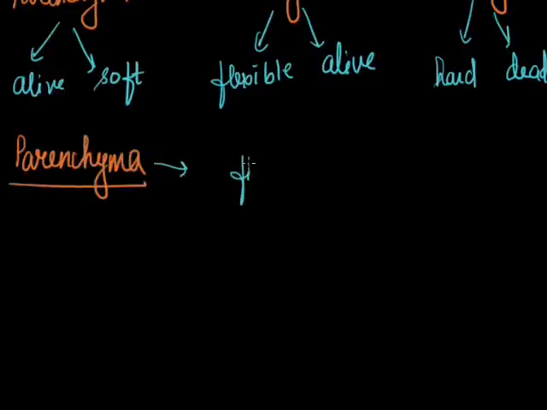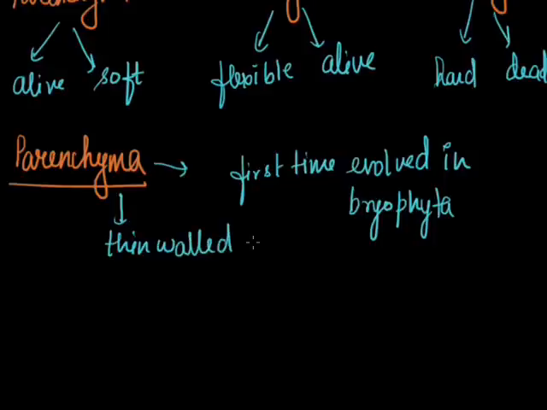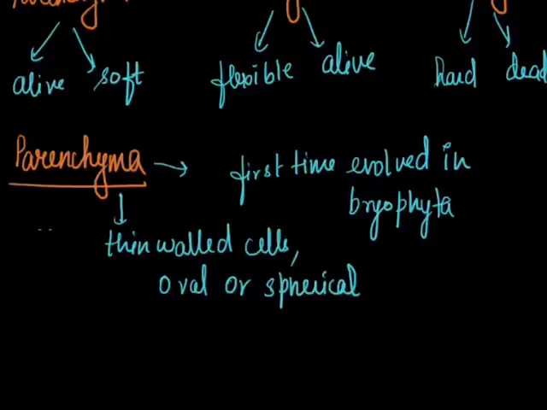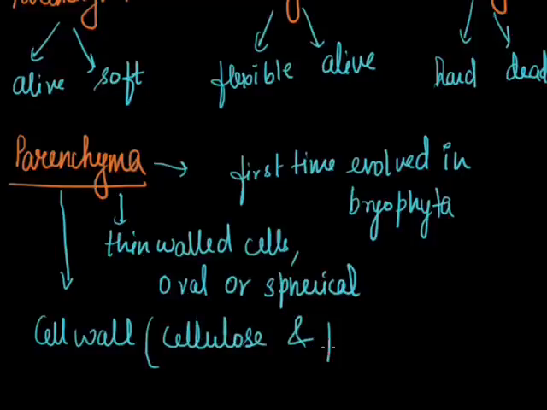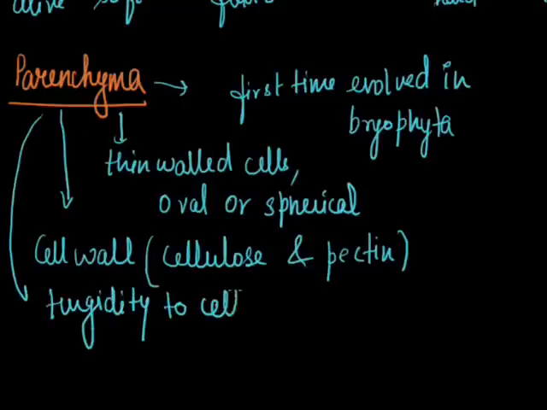This first evolved in Bryophyta, the amphibians of the plant kingdom. These are thin-walled cells. They may be oval or spherical in structure. The cell wall is mainly composed of cellulose and pectin, and this provides turgidity to cells.